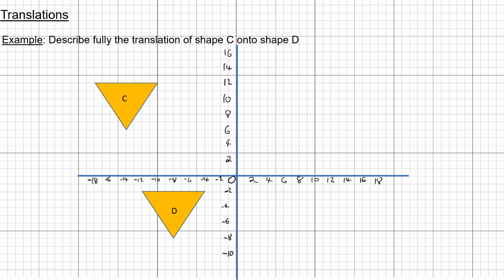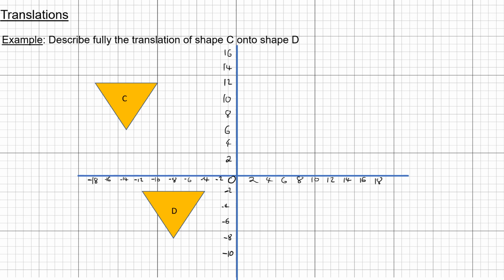You might be asked to describe a translation. So we're told that this is a translation, and we want to describe fully the translation of shape C onto shape D. To do this, I need to basically write down a column vector. So I need to look at how far to the right the shape has gone and then how far down it's gone, because I can see that D is further to the right and further down than C. And it's a translation by the vector 6, minus 14.